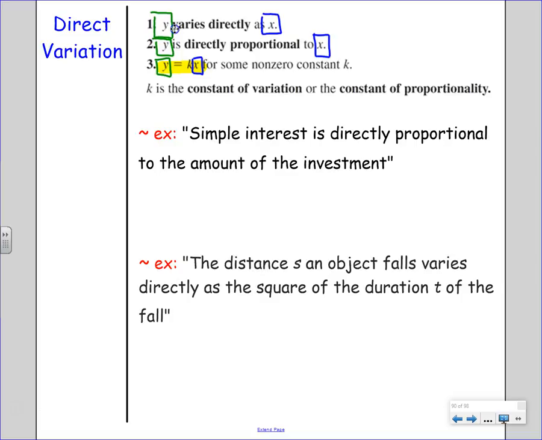So as you're reading through this one: simple interest is directly proportional to the amount of the investment. Okay, statement, you read all the words, now what? We need to set some variables. If we're going to write this in the short and sweet version, we need to make some variables, right? So what can we call simple interest? We could call it S.